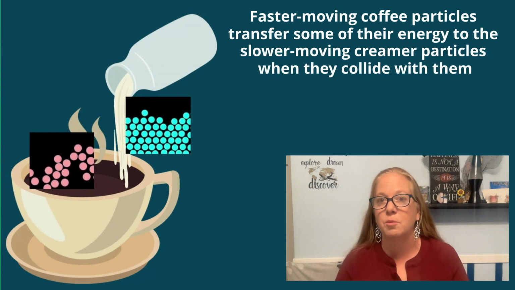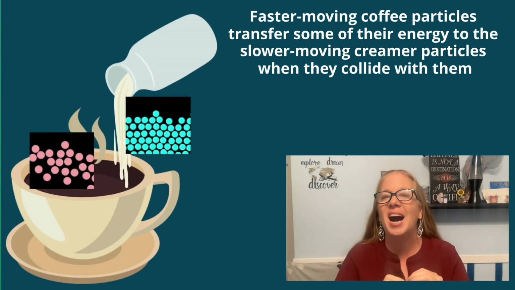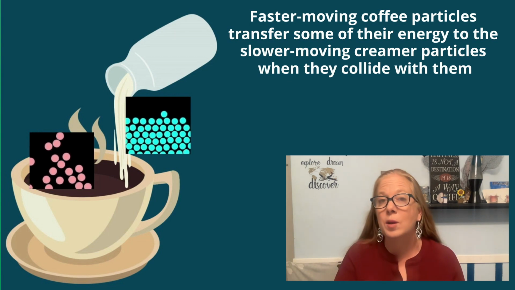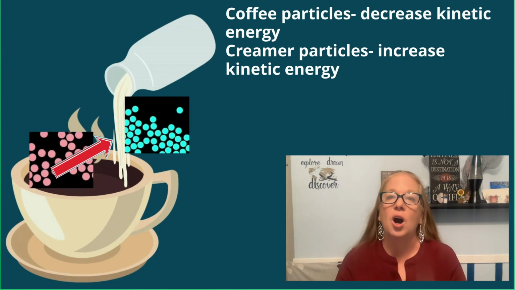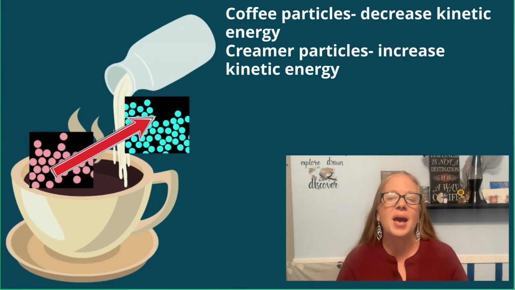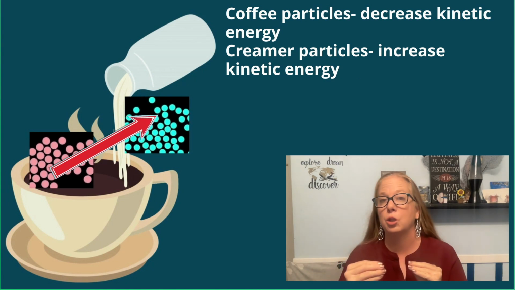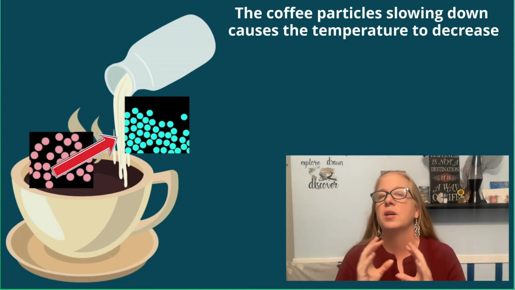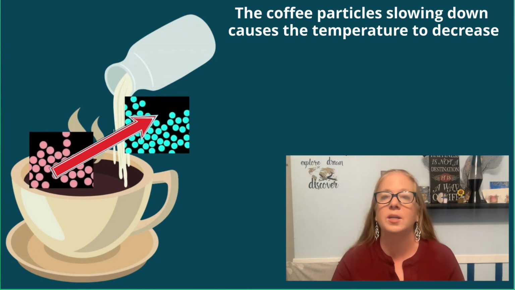Because the coffee particles are moving faster, they will actually collide into the creamer particles at a higher rate, meaning it's easier for them to collide with the creamer particles than for the creamer particles to collide with them. As the hotter coffee particles collide with the colder cream particles, they pass on their kinetic energy. And this causes the coffee particles to slow down and the creamer particles to speed up. The slowing down of the coffee particles is what actually causes the temperature of the coffee to cool down.